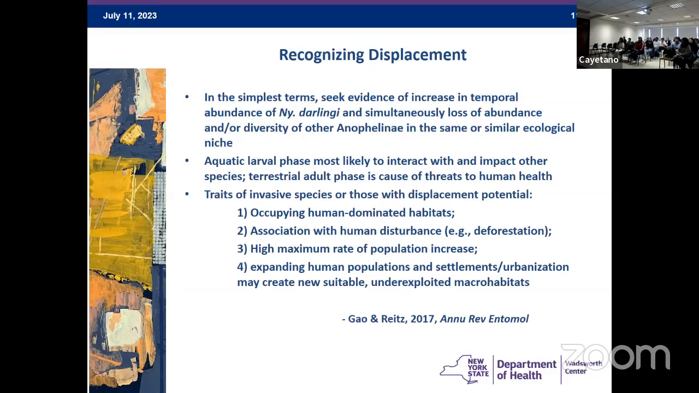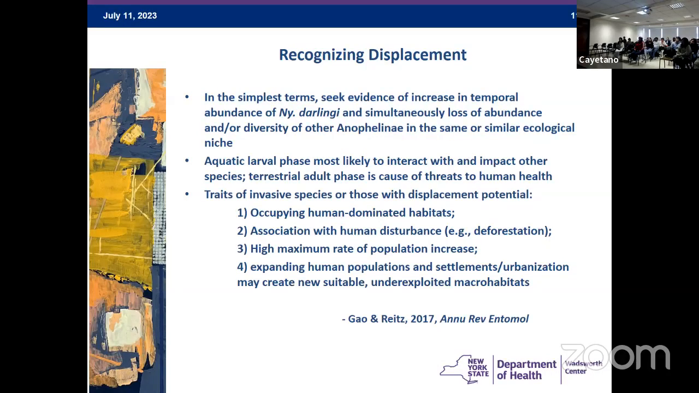Next. So if we're going to look for evidence, what kind of data do we need? We need to know more about the actual ecological niches of Darlingi and Benaroki. We know a lot about Darlingi, but we know very little about Benaroki.